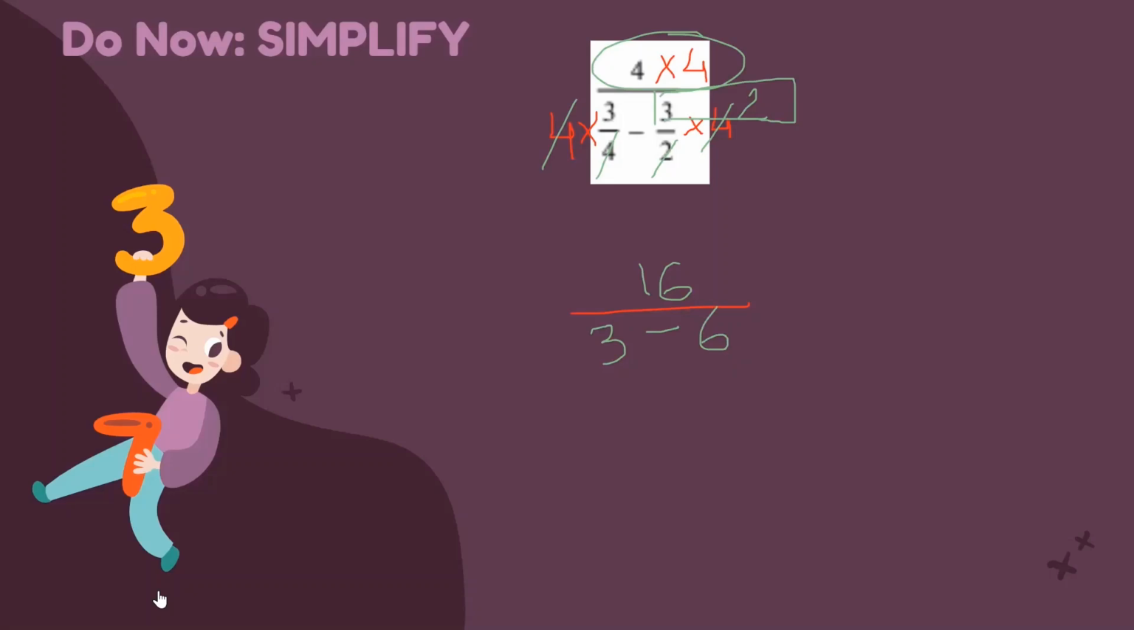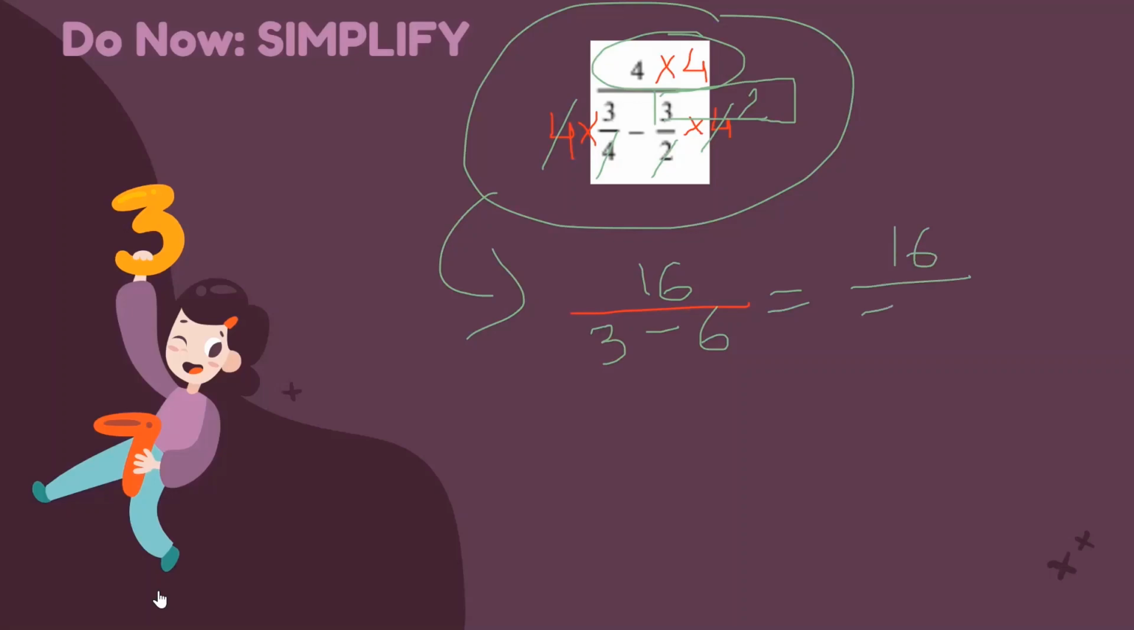Look what you just did. That whole fraction on top of a fraction just turned into one fraction, right? And then now you just simplify that. So 16 over 3 minus 6, that's -3. That's the exact same thing you had before. So now if you want to turn that into a mixed fraction, it's going to be -5 1/3.